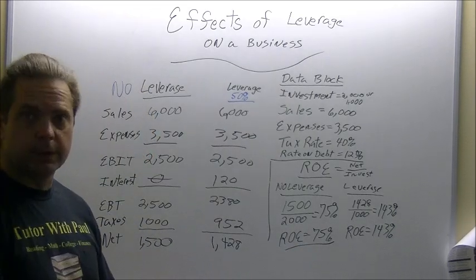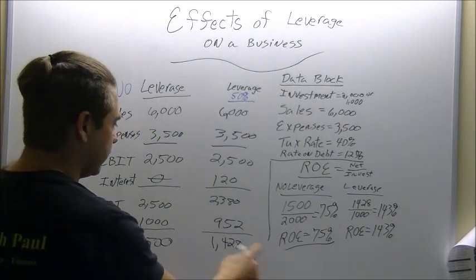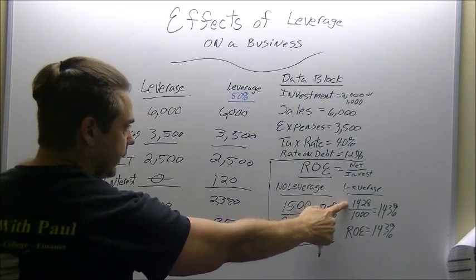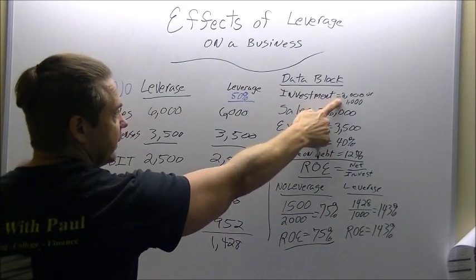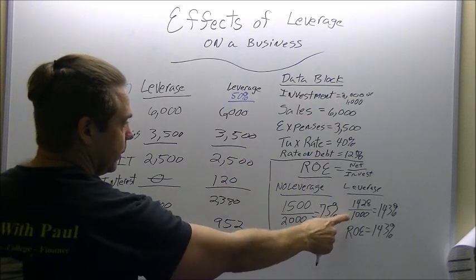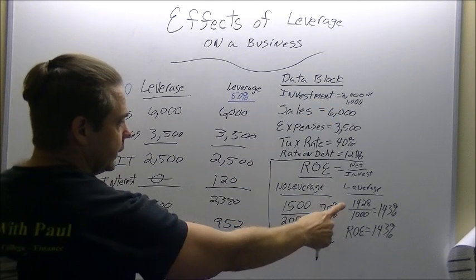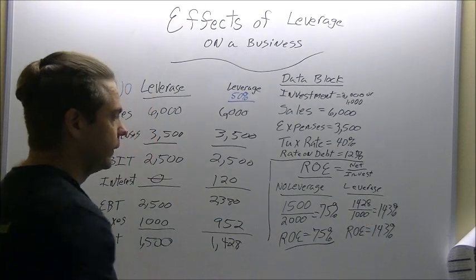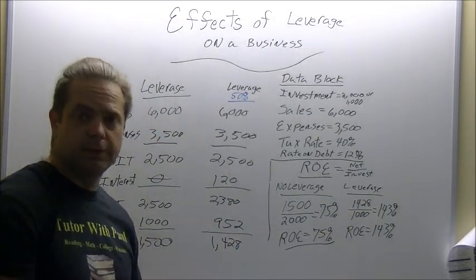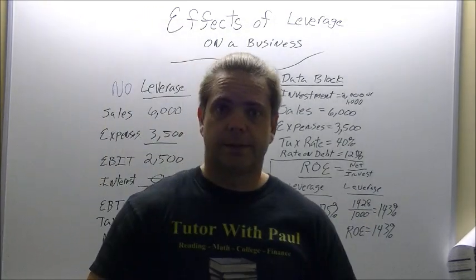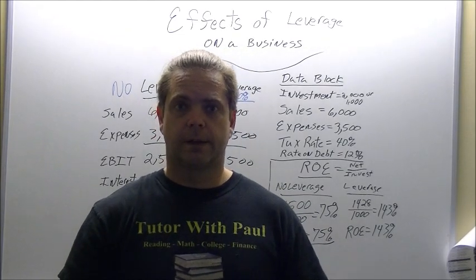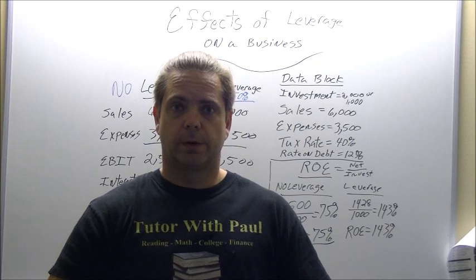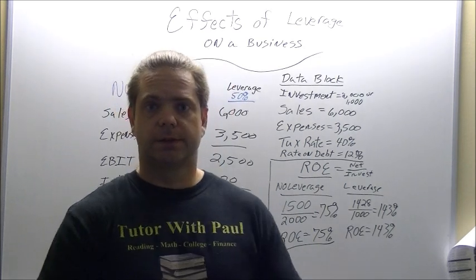Not a bad return on equity. However, on our leverage side, our net income is $1,428, but they only invested $1,000. We put that in the denominator. $1,428 divided by the $1,000 gives us a 143% return on equity. Not too bad for the business owner. So this is one of the effects debt has on a business, and it seems to work out pretty well for the business owner in this particular situation.